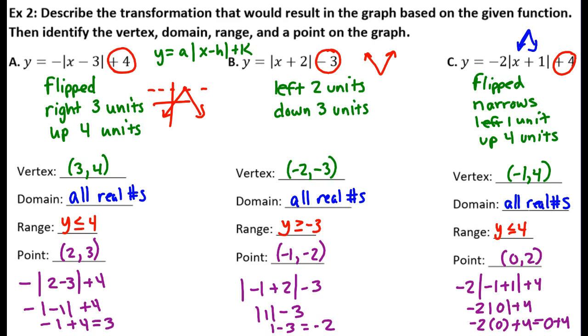At this point, what I'd like you to do is to pause the video. I want you to try the next 3 problems on your own. When you've completed those, unpause the video and check your solutions.